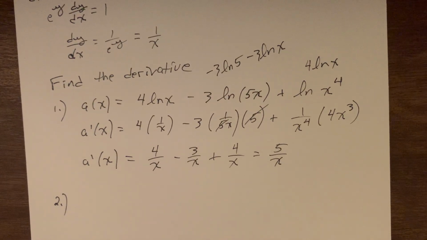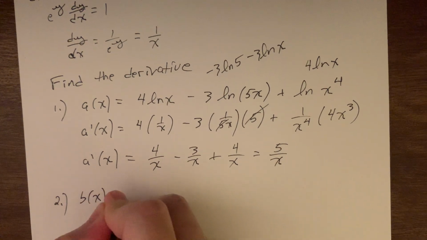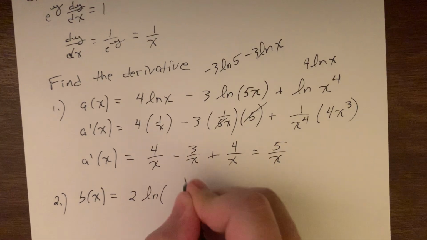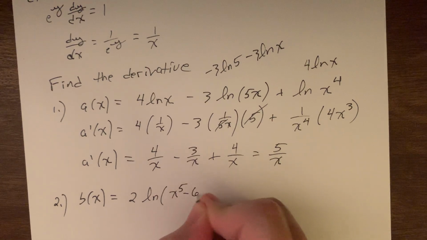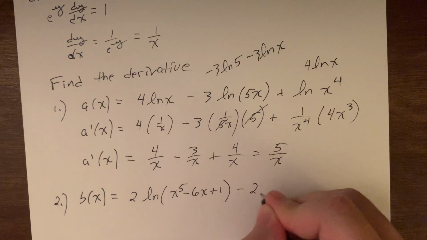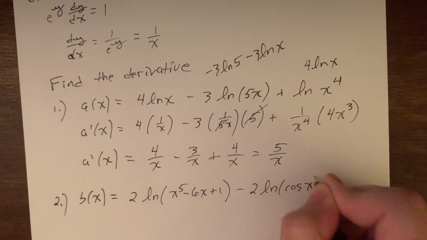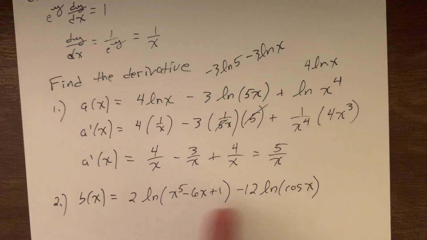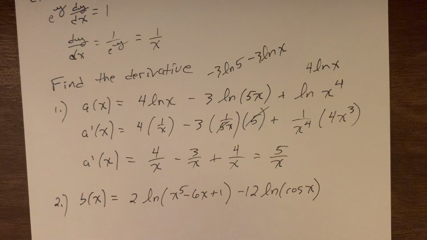still going to keep it a little easy before we start seeing the full expansion. Why that is so helpful and how that can make our derivatives a lot easier. But again, let's take our time. Number 2, let's look at b of x is 2 times the log of x to the 5th minus 6x plus 1 minus 2 log of cosine x. And you know what, let's just make this a minus 12, just so it's a different number. And that's good enough for this problem.